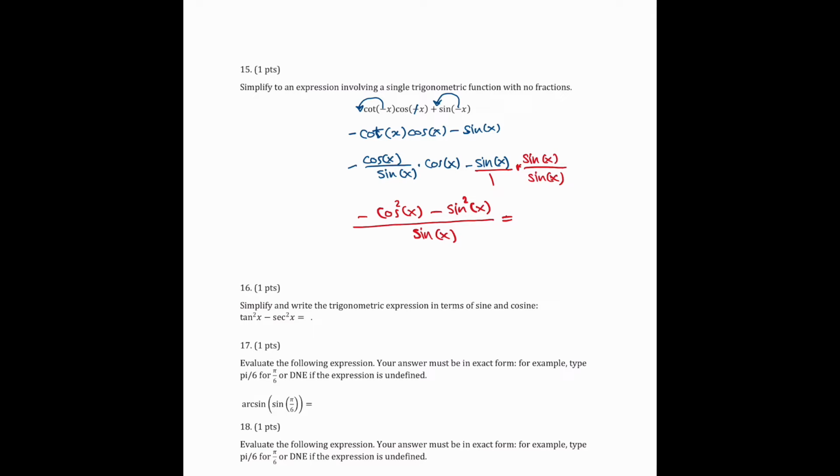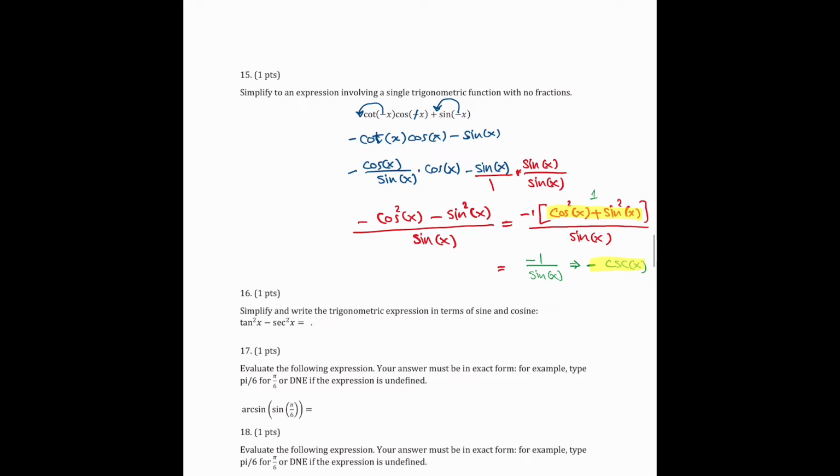I can pull negative 1 out as a common factor. I will have cosine square x plus sine square x divided by sine x. The numerator, this expression, is equal to 1. So 1 times negative 1 is negative 1 over sine x, which is equal to negative, the reciprocal of sine is cosecant x. So it's negative cosecant x, so this expression reduces to negative cosecant x.